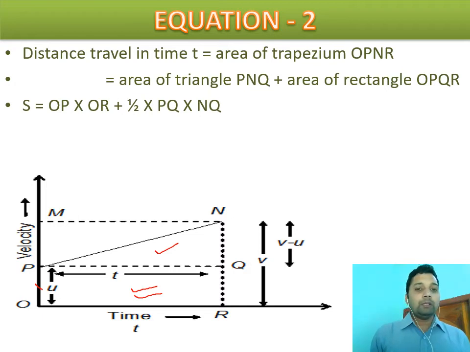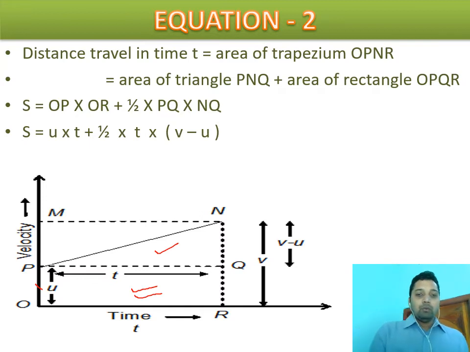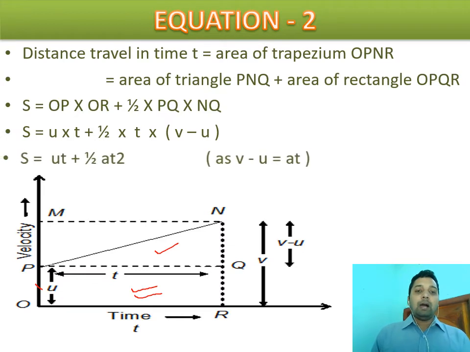So OP into OR. In place of OP the value is U, OR value is T, so U into T, plus half into PQ. The value of PQ, if we look, is the same, it is T, into NQ, which is the same as PM, which is V minus U. So U into T plus half into T into V minus U, or UT plus half AT square.